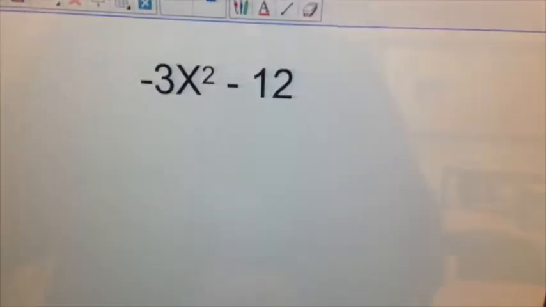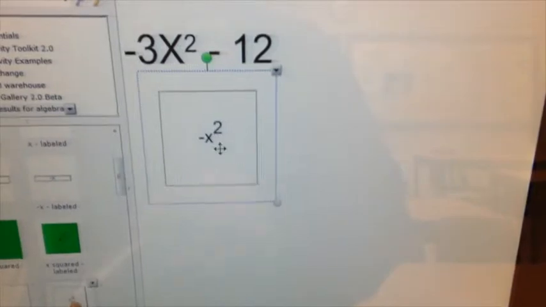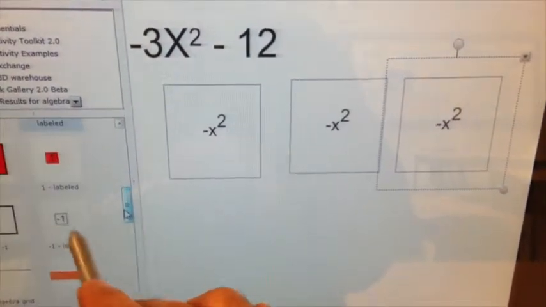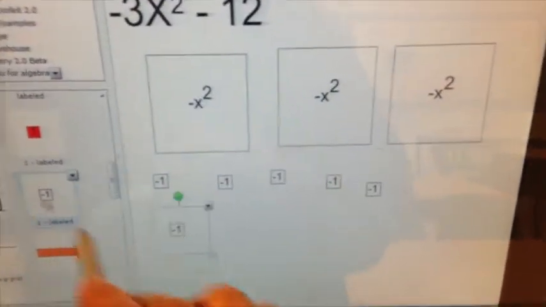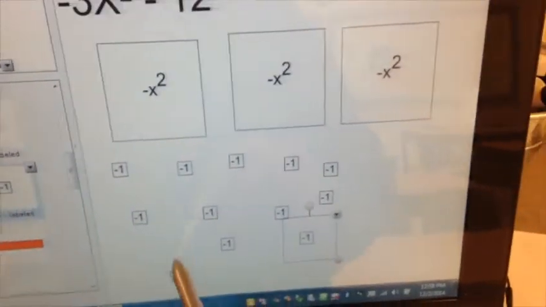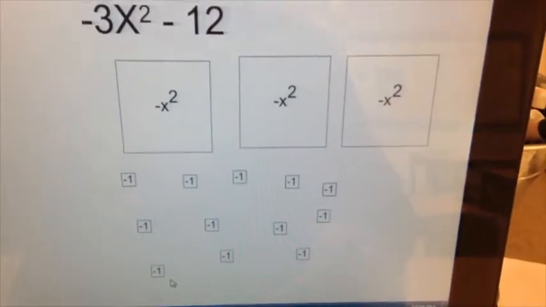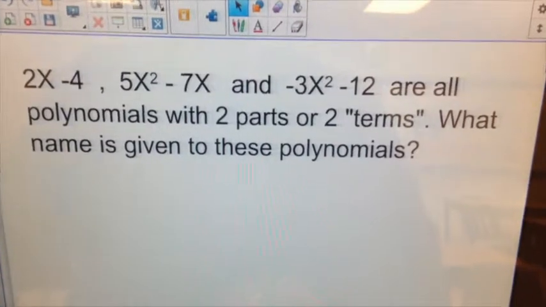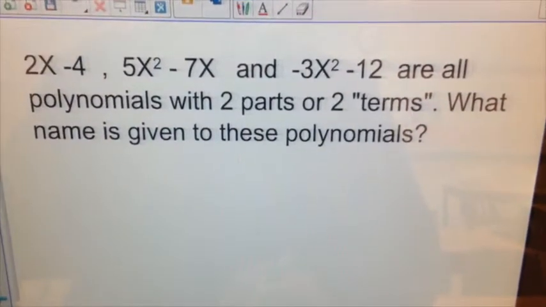Next one, negative 3x squared minus 12. So negative 3x squared: 1, 2, 3, and then negative 12. As you will notice, these are all white. 2, 3, 4, 5, 6, 7, 8, 9, 10, 11, and 12. So you can see right there we have negative 3x squared, negative 12 or minus 12. So 2x negative 4 or 2x minus 4, 5x squared minus 7x, and negative 3x squared minus 12.